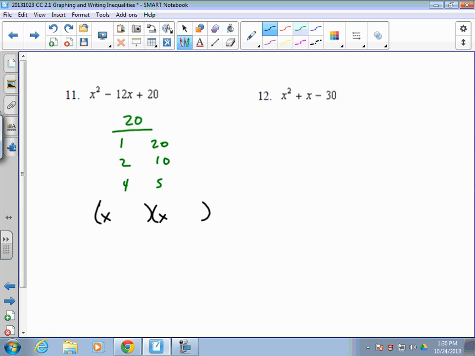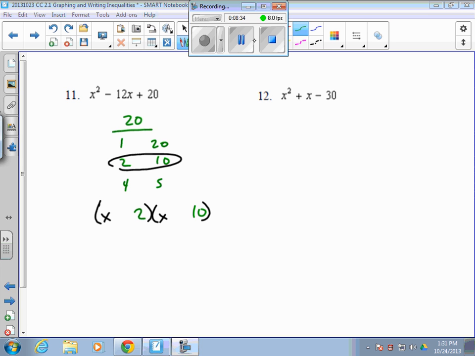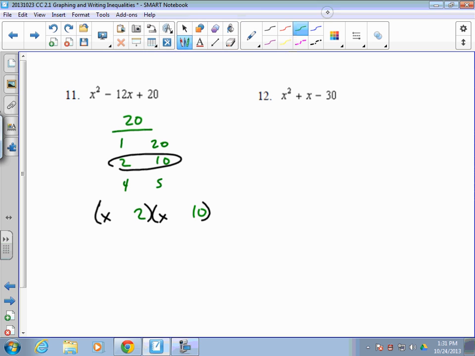Look at the number in the middle, 12, and then look at your pairs of factors. 1 and 20 will only give you either 21 or 19. 2 and 10 will either give you 12 or 8, and 4 and 5 is either going to give you 1 or 9. So this is the pair you want to use, 2 and 10. So you have x and 2 and x and 10.